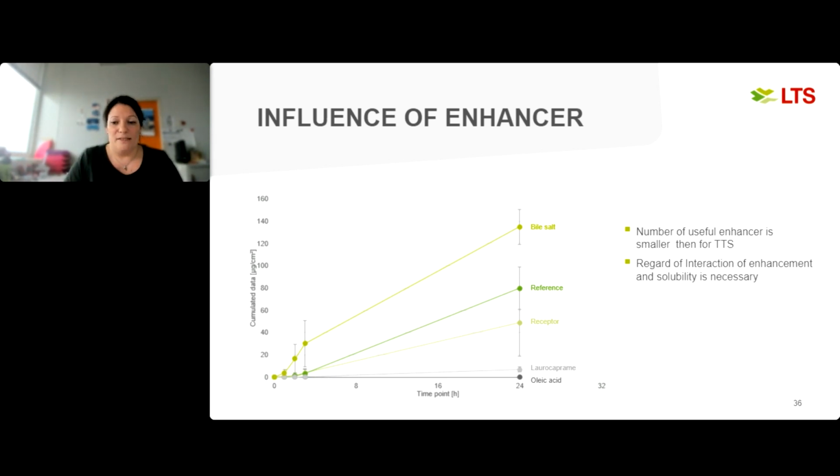So it's necessary to set a reference and then look if we have the possibility to increase the permeation potential of your API in combination with an enhancer. But as mentioned before, we only have a couple of enhancers which we can investigate here. So this is a field which is more new, let's say.